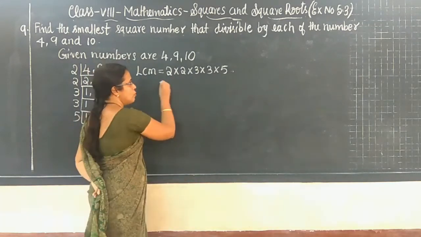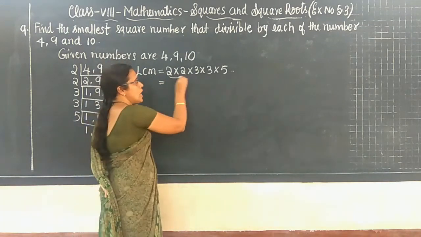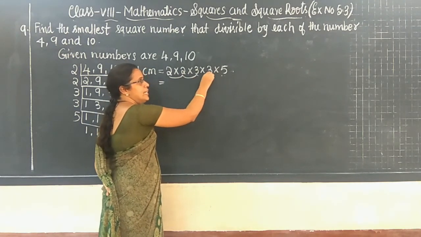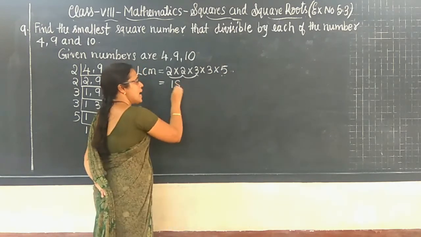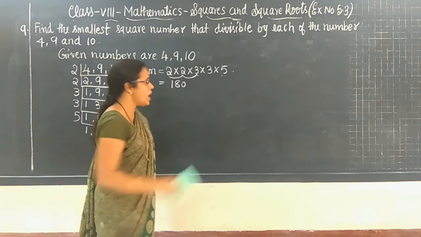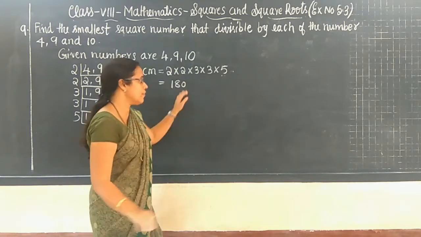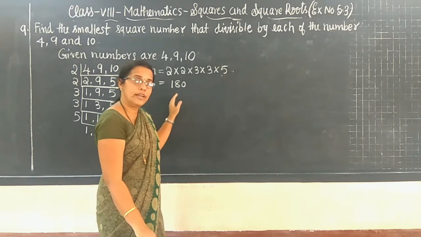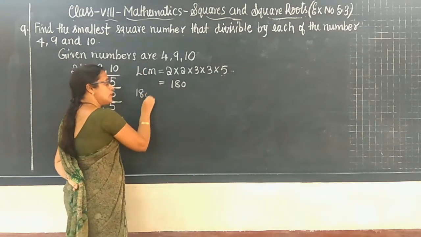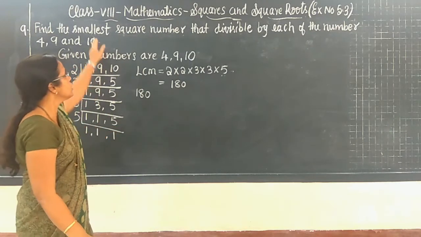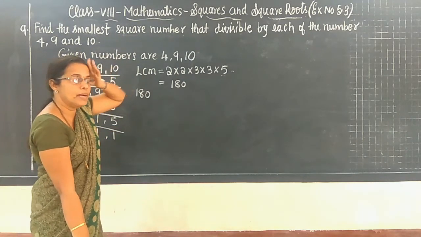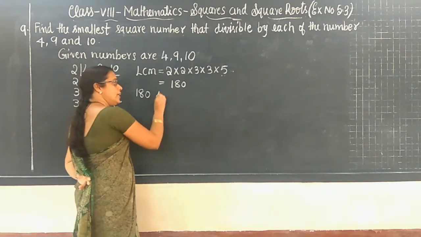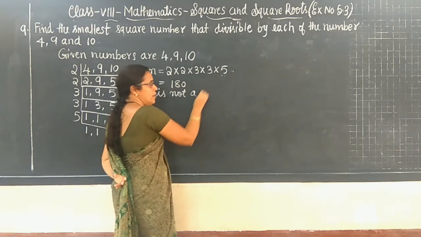Let us see which number that is. 2 twos are 4. 4 threes are 12. 12 fives are 60. 60 into 3 is 180. So 180 is the answer? 180 is not a perfect square number because 5 doesn't have a partner here. So 180 is not the answer for me. I want the smallest perfect square, but this is not a perfect square at all.